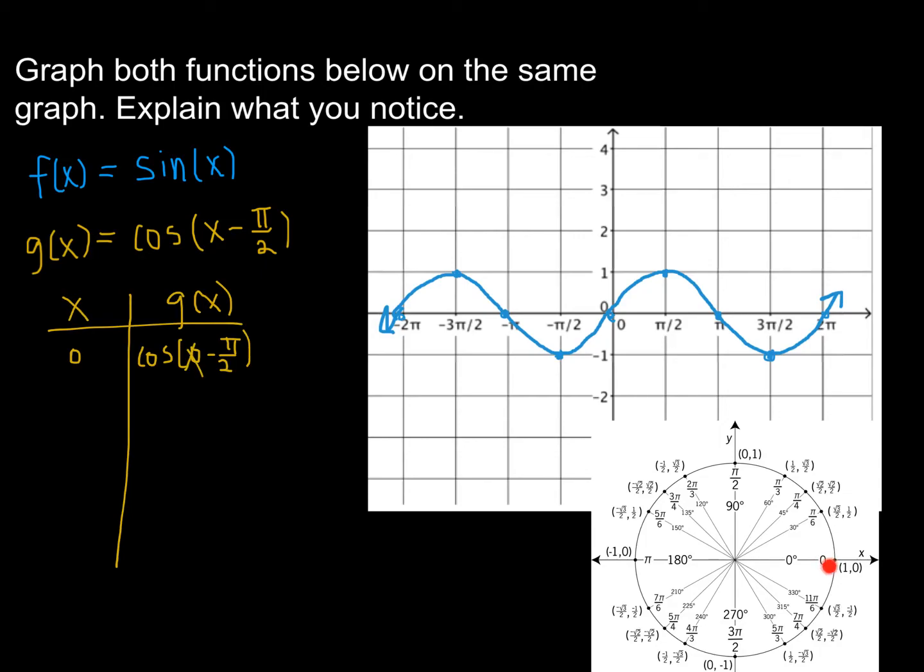And so negative pi over 2 is starting here. We rotate clockwise pi over 2, which is down here, and so cosine is 0. Okay, so there's my point. Now let's go to pi over 2. Cosine of pi over 2 minus pi over 2. Well, pi over 2 minus pi over 2, that's 0. Cosine of 0 is 1.